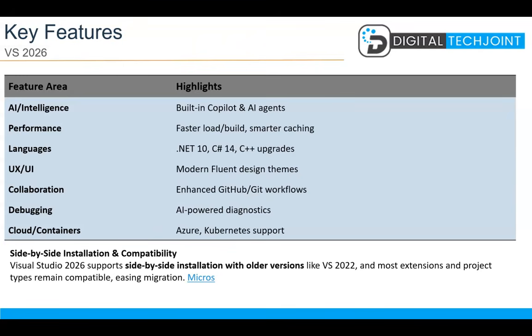One most important thing is the side-by-side installation compatibility. As I told you, I have Visual Studio 2022 installed on my laptop, but still I'm installing a new instance of Visual Studio 2026. That is one of the key features and very useful for people like us who have projects on Visual Studio 2022 and plan to migrate. However, we can also start developing new projects in Visual Studio 2026.